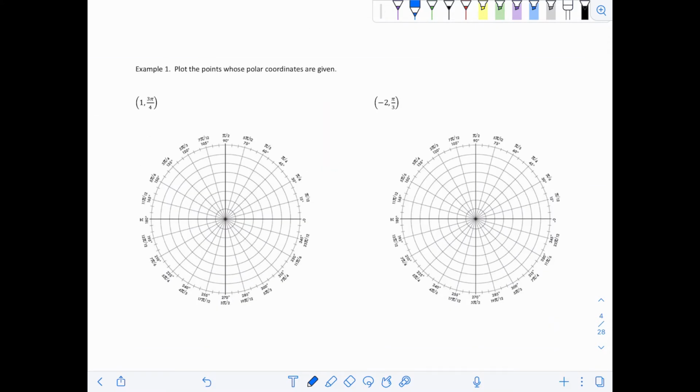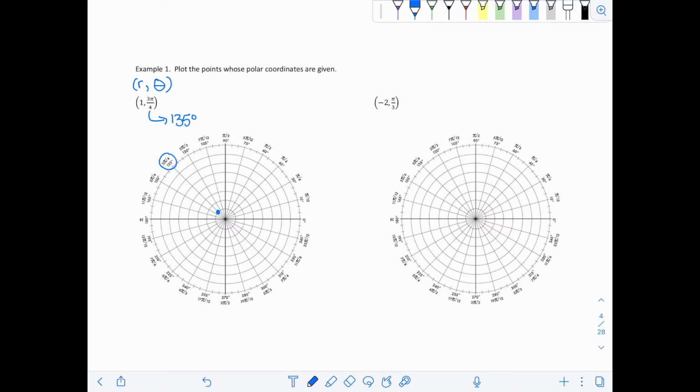Okay, let's look at a couple examples of graphing. The first one, we want to graph (1, 3 pi over 4). That tells us our radius and our angle. The 1 is telling us that we're going to be plotting something on this circle on the inside with radius 1, and then at the angle of 3 pi over 4. You could convert 3 pi over 4 to degrees if you wanted to, but you don't need to. Then if we find that angle measurement here, I'm just going to put a point that intersects that line and the radius 1 circle. So it would be right about here.